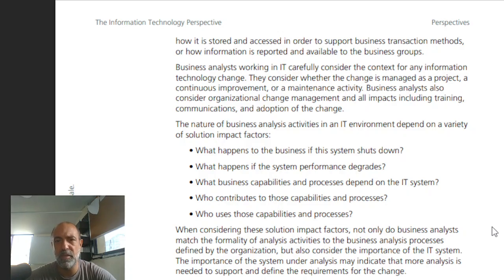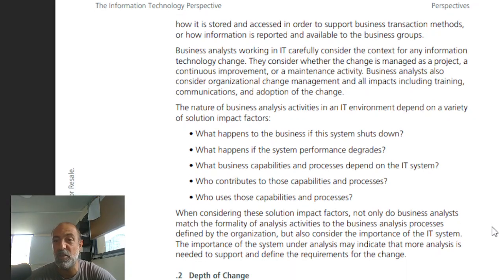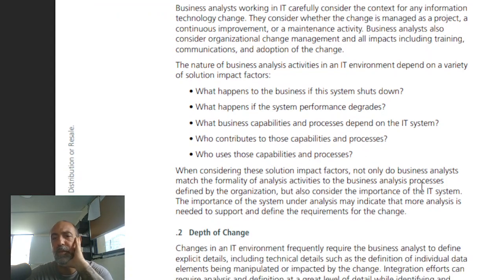Business analysts working in IT carefully consider the context of any information technology change. They consider whether the change is managed as a project, a continuous improvement, or a maintenance activity. Business analysts also consider organizational change management and impacts, including training, communications, and adoption. Like, again, imagine every single person has a computer, every single person has a phone. You're always working on some form of IT system. And all of them at one point were kind of like, you had to learn, you had to develop, you had to build around it. So the nature of business analysis activities in an IT environment depends on a variety of solution impact factors. What happens to the business if the system shuts down, what happens if the system performance degrades.